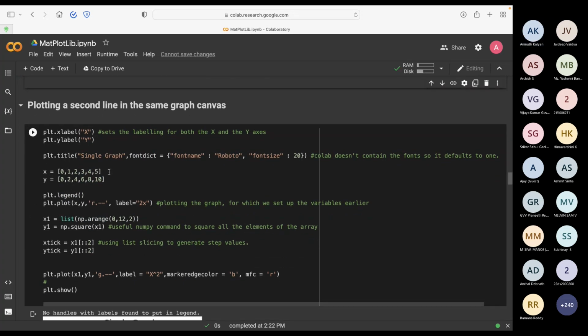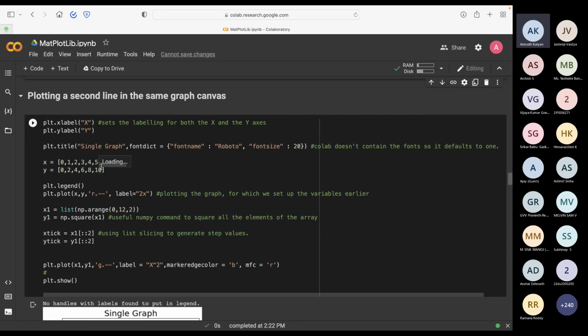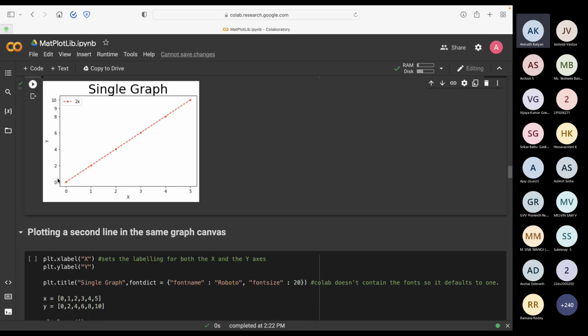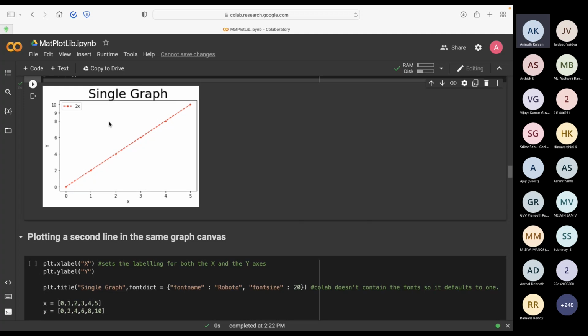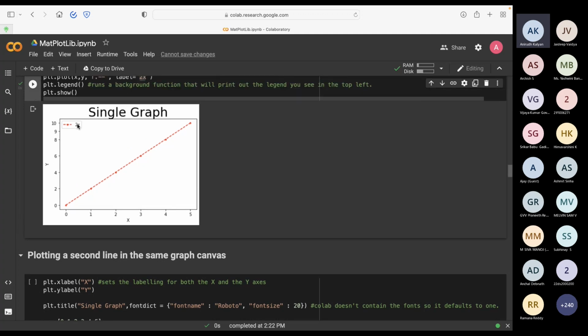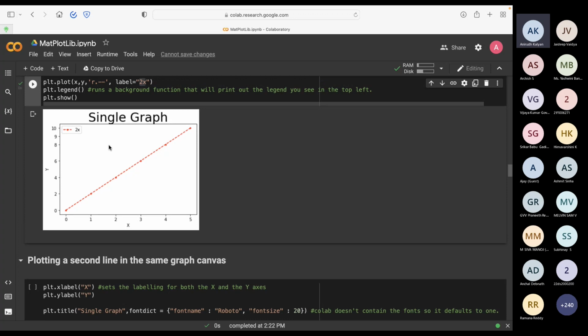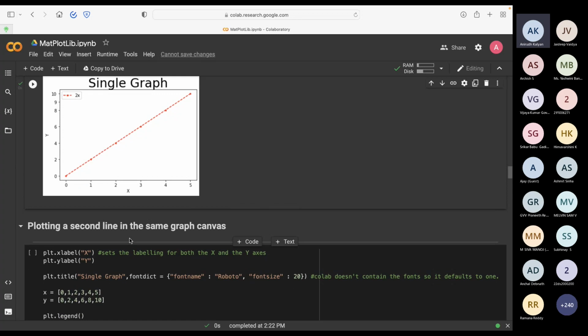So this is what I was saying before. Until now, we are looking at a single graph, and that is fine. If you notice, I don't necessarily need to give it a legend because it's a single graph. But as I said, this is a canvas, which means you can plot multiple graphs in the same canvas. So how can you do that? I'll show you right now.